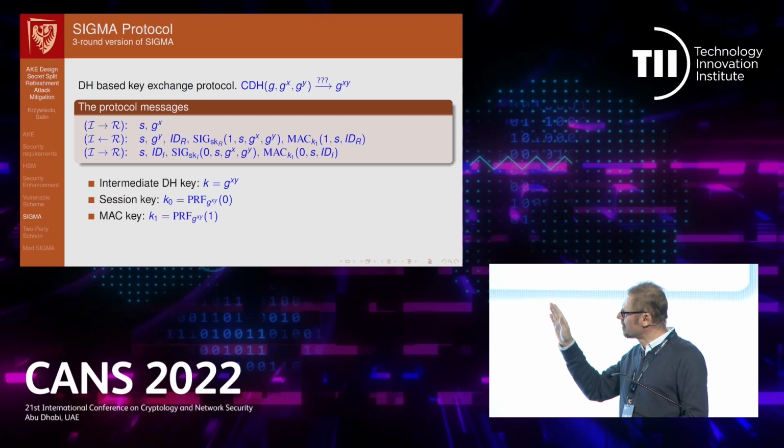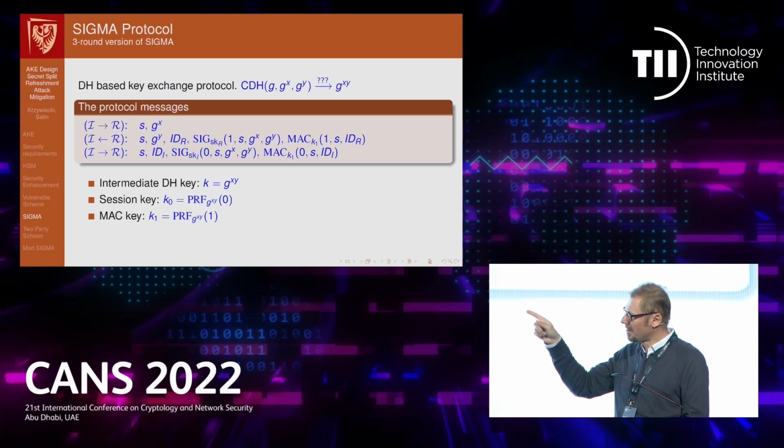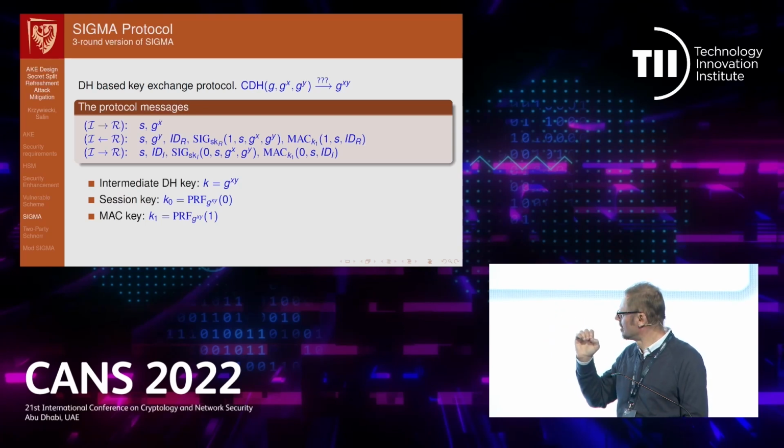And then the rest is like a confirmation of the identity. So they send an identifier, which could be like a certificate over the public key. Then we have the signature with the secret key corresponding to the public key of the responder over G2X and G2Y. S is a session identifier, 1 is just the role. Okay, 1 means I'm the responder.